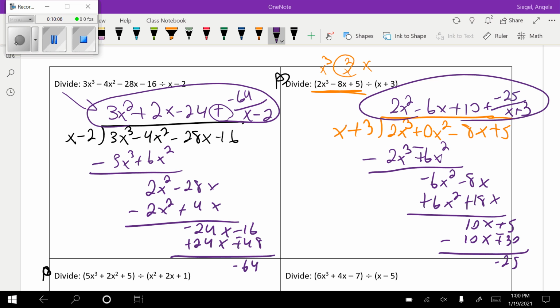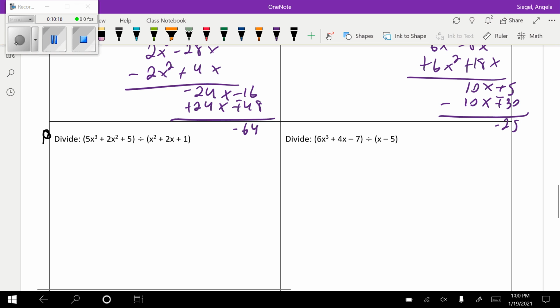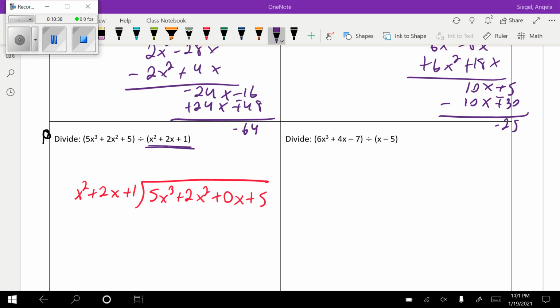Okay, so I showed my work here, and you should end up with 2x squared minus 6x plus 10 plus negative 25 over x plus 3. Okay, so the difference with this one is what you're dividing by is 3 terms. There's no difference besides that, but it makes it a little bit more complicated. I also want to point out that you are going from x squared to your constant, so that's where I put in a 0x.